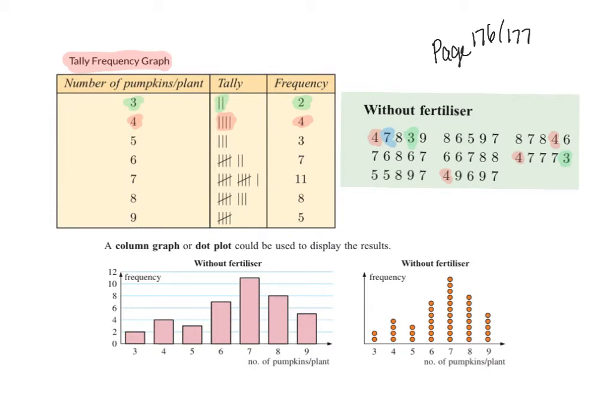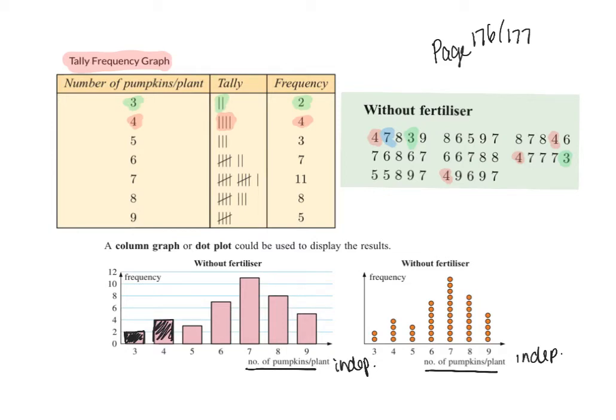The other 2 types of ways of graphing our discrete data would be a column graph or a dot plot. The information is the same here. We're looking at pumpkins per plant, which is our independent variable. Remember, our independent is on our x-axis always. And our dependent would be our frequency, so how often it's happening. Again, there were 3 pumpkins per plant, and that happened twice. So if we look at my graph here, it hits up at the 2 mark. And then for my 4 pumpkins per plant, that happened 4 times.